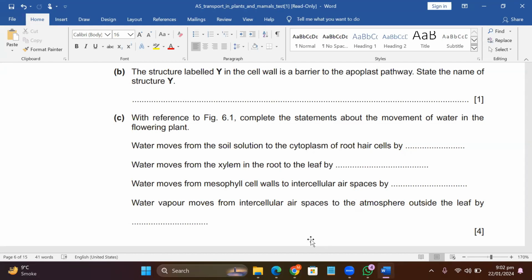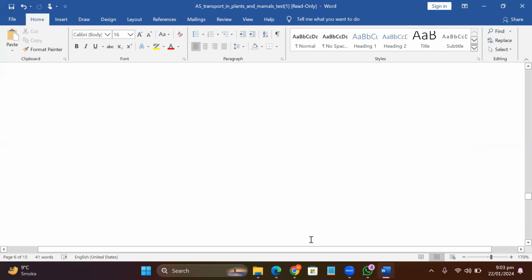नहीं, लेकिन लीफ तक जाने के लिए कैपिलरी एक्शन नहीं होता, वहां पर मैम हमें लिखना चाहिए इवेपोरेशन होगा। The third one, water moves from the mesophyll cell wall to the intercellular air spaces by evaporation. Very good. Water vapors move from the intercellular air spaces to the atmosphere outside the leaf by diffusion. Excellent. ठीक है.